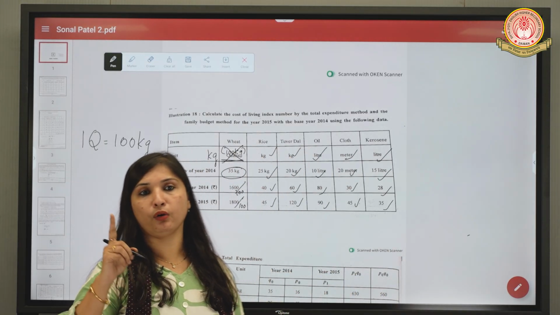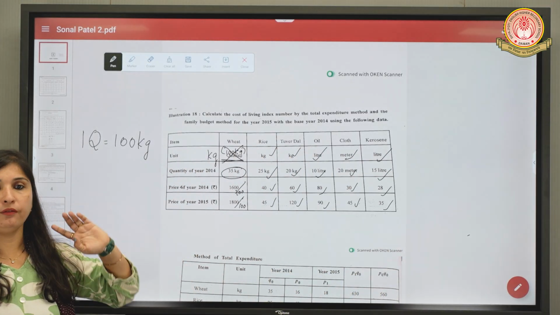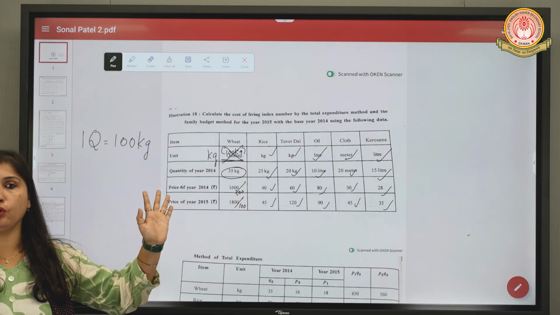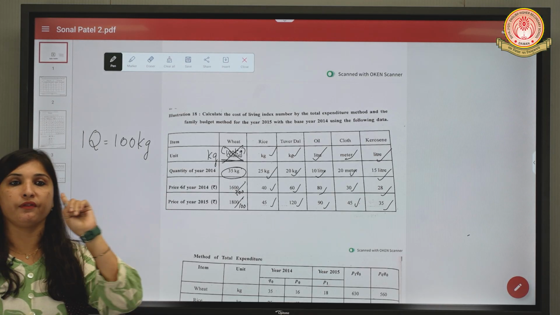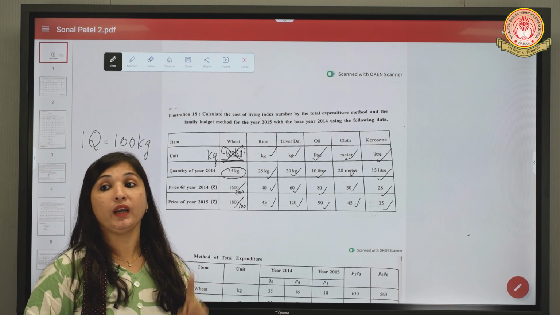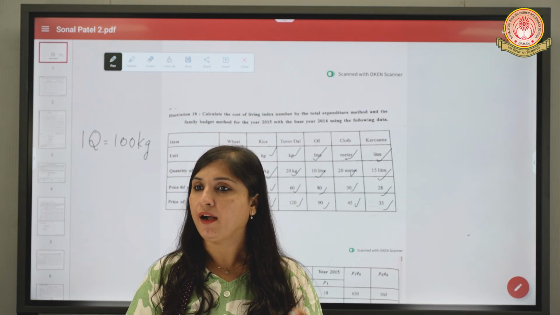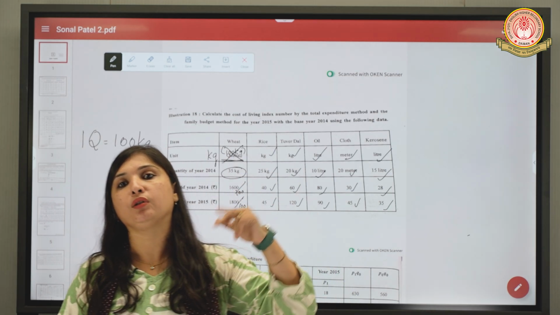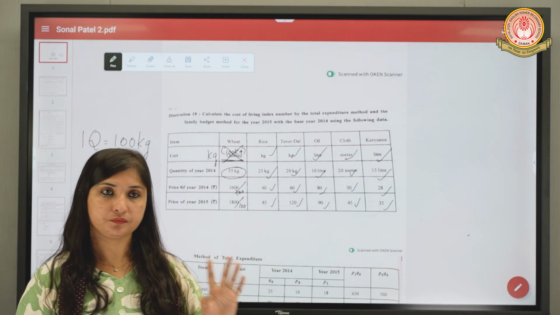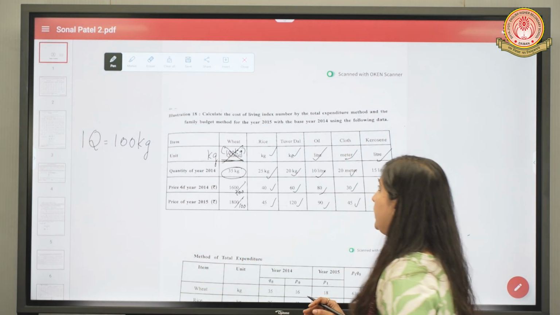We needed conversion for only one item, and that is wheat. Is it clear to everyone? How did we do the conversion of wheat? It was given as 1 quintal. Quintal has to be converted into kg, and 1 quintal is equal to 100 kg. That is why we divided both the prices by 100. Is it clear to everyone? Yes?